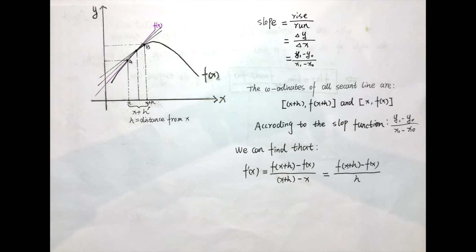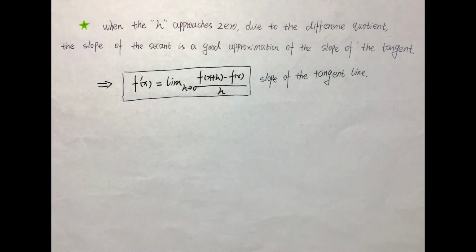According to the slope function, y1 minus y0 over x1 minus x0, we can find that the derivative f'(x) equals f(x plus h) minus f(x) over x plus h minus x. Therefore, f'(x) equals f(x plus h) minus f(x) over h.